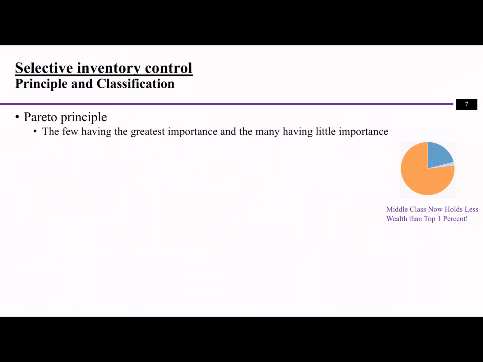All right, next, let's look at how to classify those kinds of inventories, especially related to the parts on the shop floor. And one principle is called the Pareto principle. The Pareto principle means that very few items have the greatest importance and many have little importance.